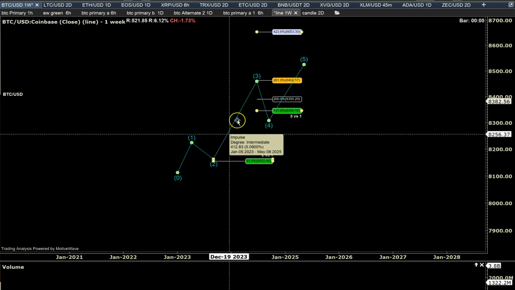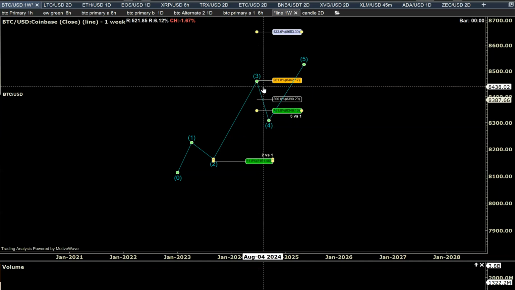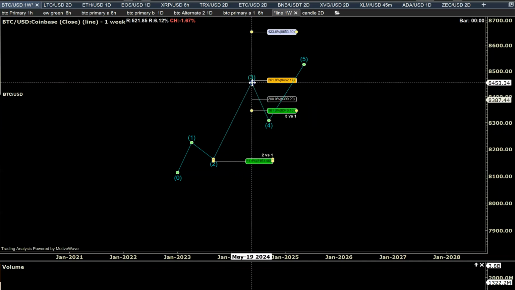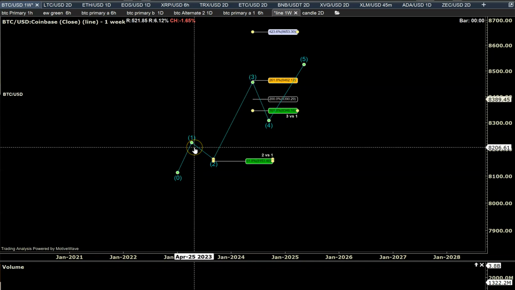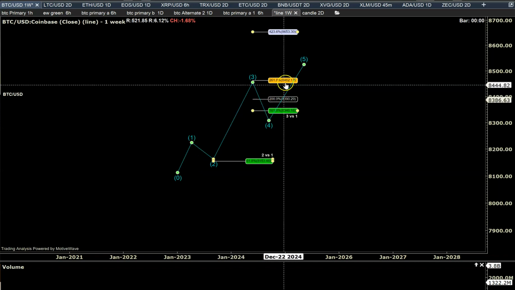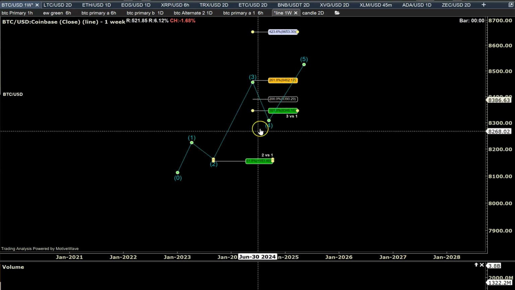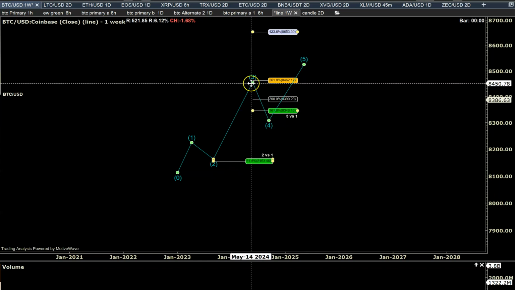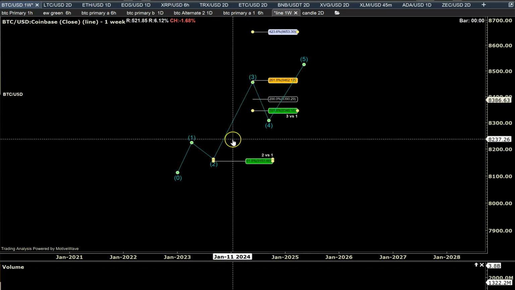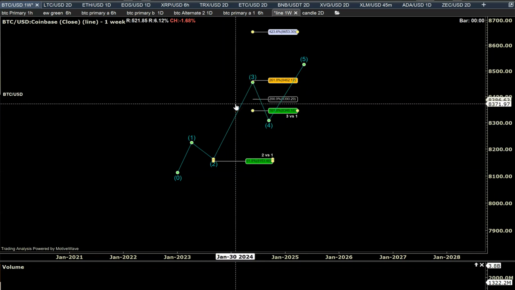But remember, wave 3 can never be the shortest wave. Okay, it can be smaller than wave 1, but it cannot be shorter than wave 5. So it's very important. In this wave, it's the longest. It's not the shortest wave. I'm sorry.